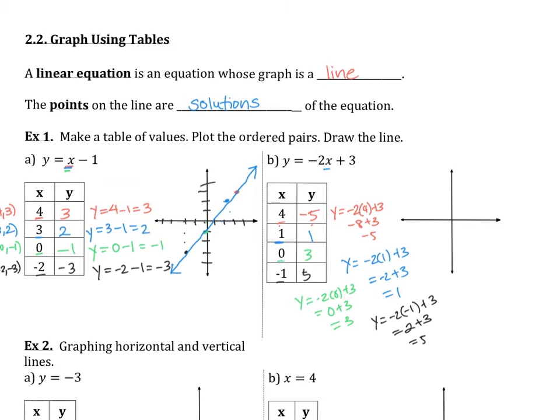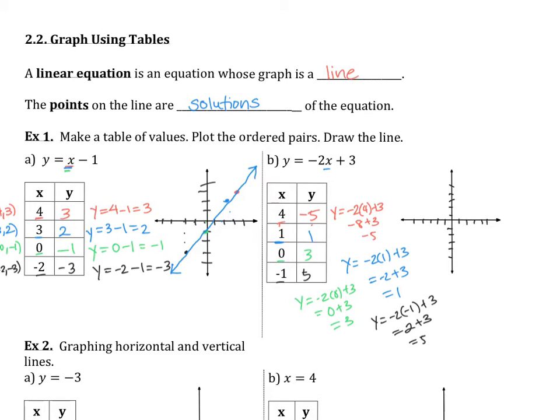1, and if you have graph paper, use your graph paper, it's much nicer. 2, 3, 4, 5. 1, 2, 3, 4, 5. They should be equally spaced. Mine are crooked. Okay, let's see. Now I'll do 4, negative 5.